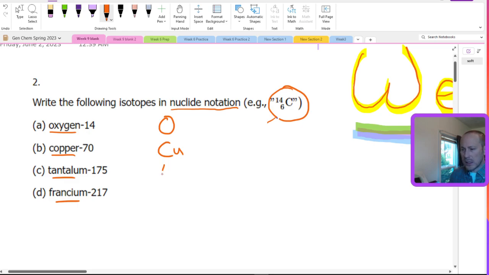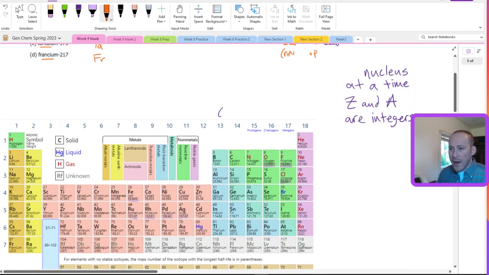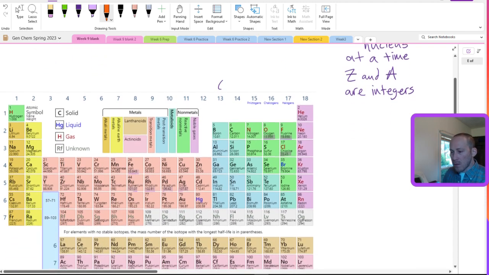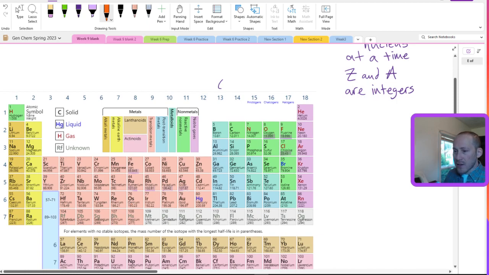Tantalum. Off the top of my head, I want to say that's Ta. We'll find out. I'm pretty sure francium is Fr. Let's see if I got all those correct. I have to look at the periodic table anyway, because I need to know the atomic numbers of each.